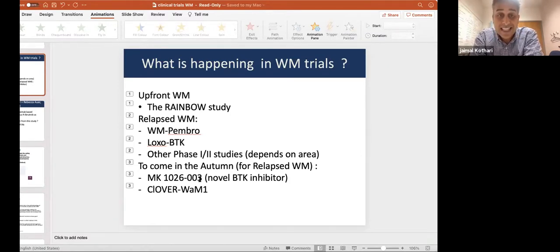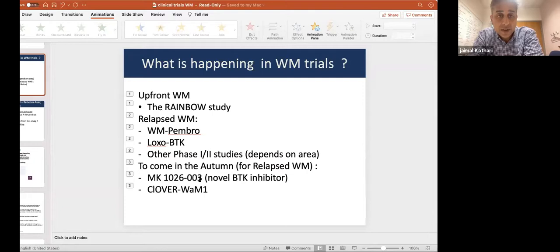This study is also open in Oxford, and like I mentioned, you have different cohorts: cohorts for CLL, marginal zone lymphoma, follicular lymphoma, and WM. Not in Oxford, but worldwide, they've put in 50 patients in WM with this drug, and I think we're going to be seeing data probably at the end of this year to look at how well it works and the tolerability.